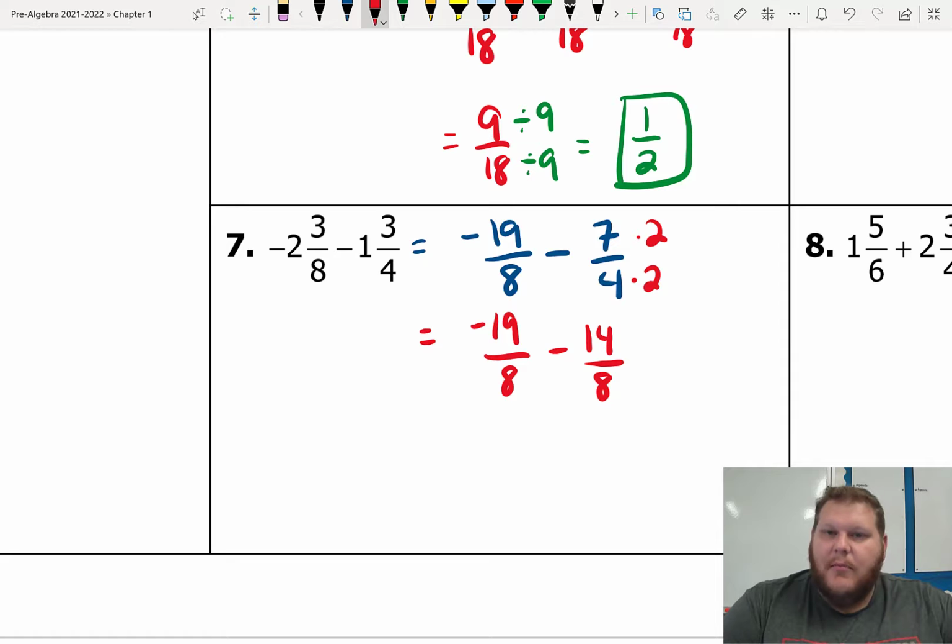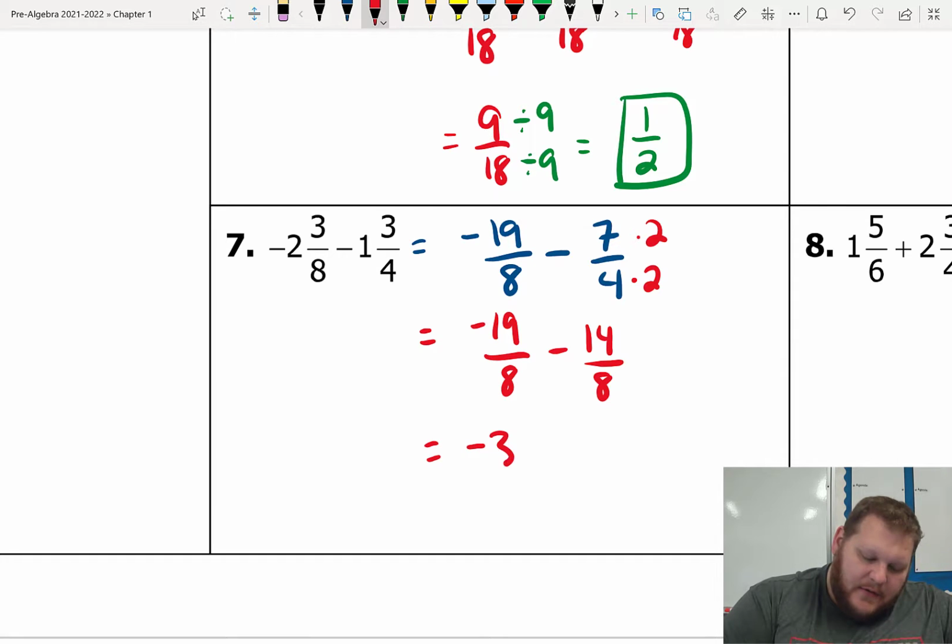So negative minus 14, that's going to make it a bigger negative, right? If I'm starting at negative 19 on the number line and I subtract 14, I'm moving 14 spots further to the left. So I end up with a total of negative 33 eighths, which I'm fine leaving that way.